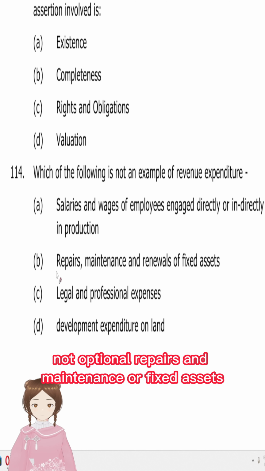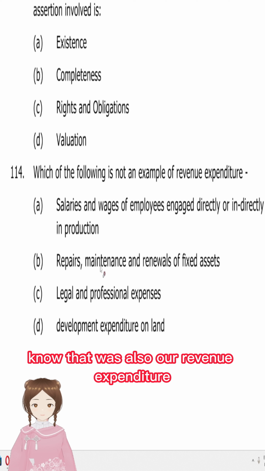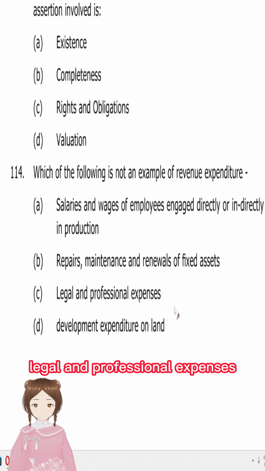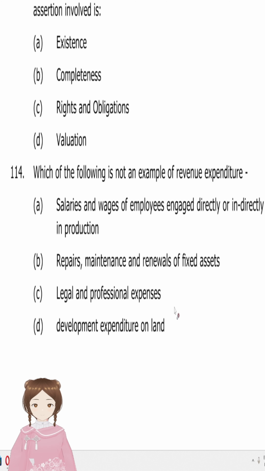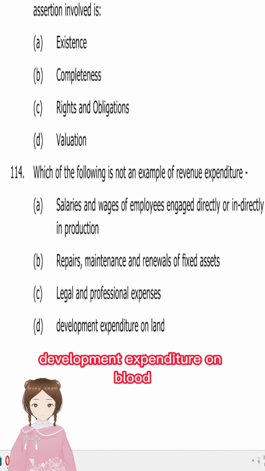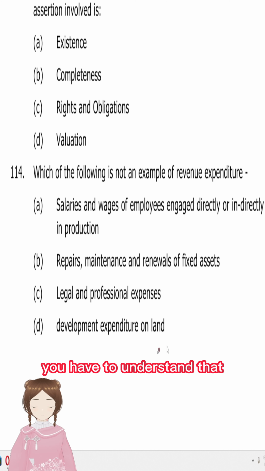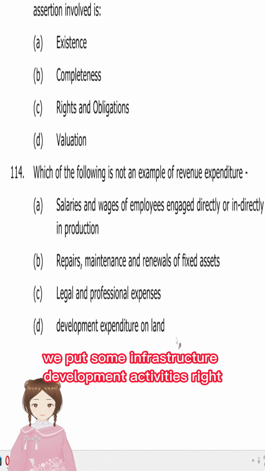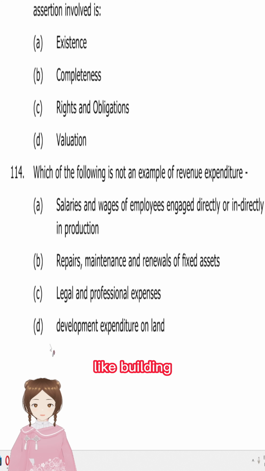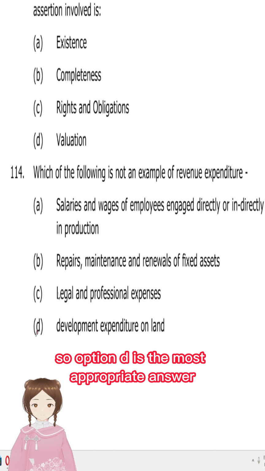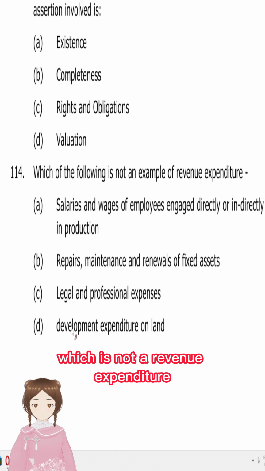So, not option A, repairs and maintenance of fixed assets. No, that was also a revenue expenditure. Legal and professional expenses are also charged to handle the revenue expenditure. Development expenditure on land. You see, they have given this indirectly. You have to understand that on land, what expenditure do we put? We put some infrastructure development activities, right? Like building, which is a qualified asset. So, option D is the most appropriate answer, which is not a revenue expenditure.